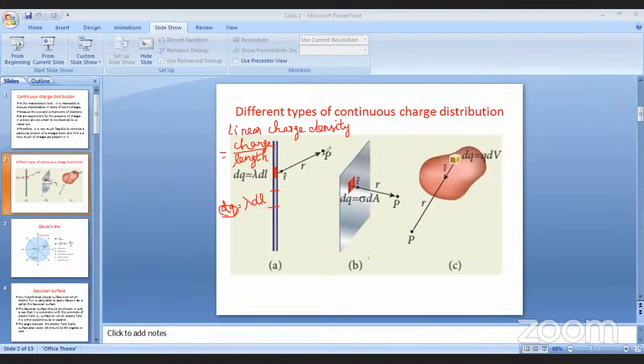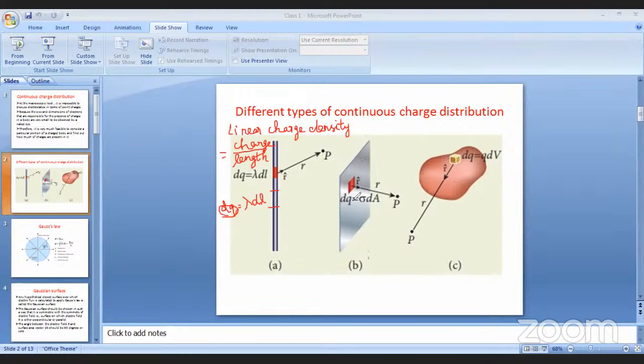So when you want to find out the electric field at this point P, which is at a distance r from this small element of length dl, the small amount of charge is given by dq, and then you have to apply the electric field formula. So when you want to apply the charge present in this small element of length, you have to use this dq. This is the linear charge density, or charge per unit length.